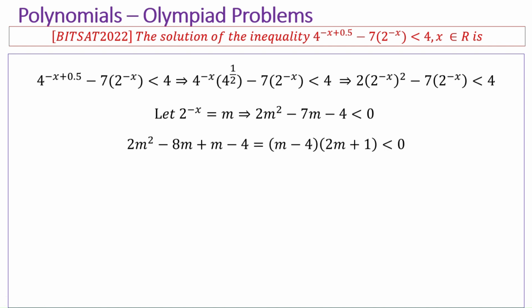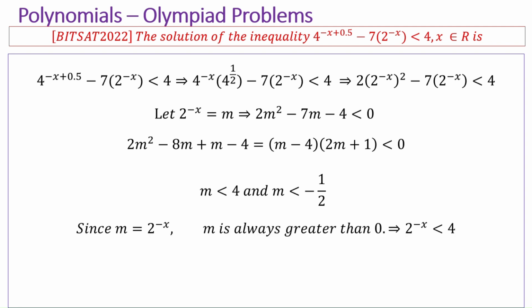Okay, now you factorize it, very easy actually. Looking at the numbers, we know we can factorize, so it can be factorized easily. So what you will get is m minus 4 into 2m plus 1, which is less than 0, right? So either m is less than 4 or m is less than minus half. Okay, now this is what we got, where m is 2 power minus x.